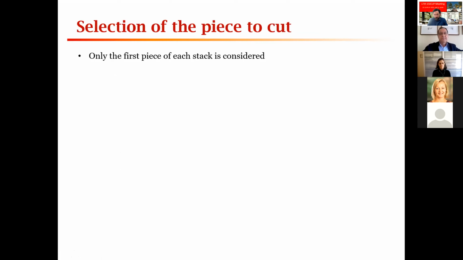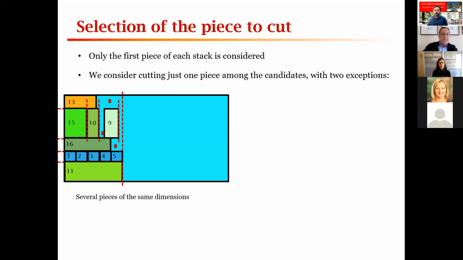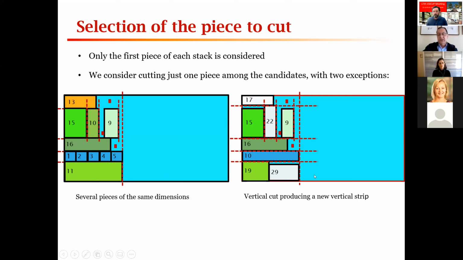For the piece to be cut, we have to take into account the stacks, so only the first piece remaining to be cut of each stack is considered. And usually we consider just cutting one piece at a time, with two exceptions. If there is a set of identical pieces corresponding to the same or different stacks, we can consider cutting them together, forming a block. The second case is when we are starting a new vertical cut and we are in the bottom level, we can consider putting two pieces instead of just one piece. Apart from that, in all the other cases, we consider just cutting one piece at a time.